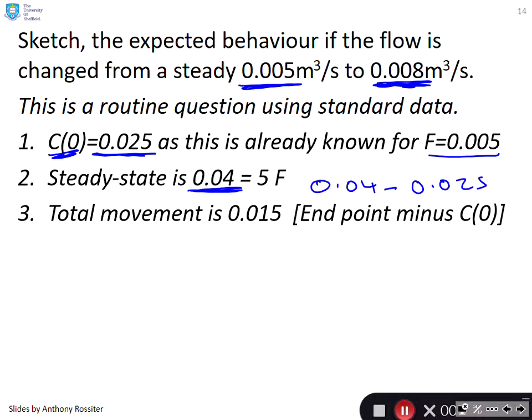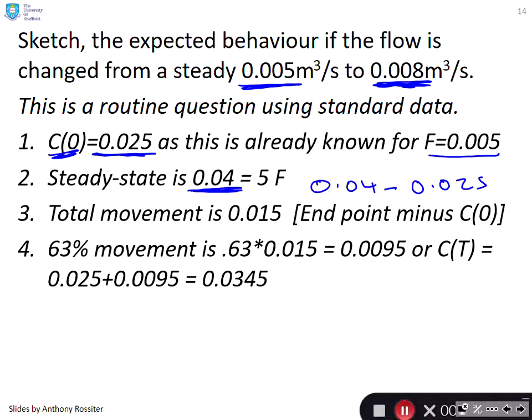So I've now got the total movement. Therefore I can work out the 63% movement, which corresponds to one time constant, so 0.63 times 0.015, that gives me this number here, and therefore I can work out the concentration after one time constant based upon where I start plus the movement. And there you have the value for C of t.